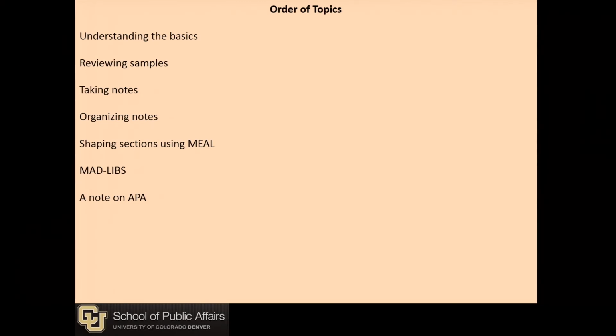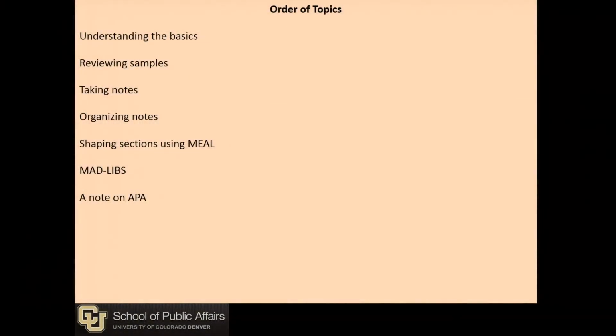Okay, no one laughed. Also, a little bit about organizing notes, shaping sections using MEAL. It's a heuristic that's used in teaching professional writing. It stands for Main Point, Evidence, Analysis, and Linking. And it's actually the heuristic around which all literature reviews are written. Whether people refer to it that way or not, that's actually what it is. Going over what I call Mad Libs. One of the ways in which I teach writing is that I say, here's the beginning of a sentence, insert blank here, something like this. And this will show you a lot about the structure. And then we're going to have a little bit of a note on APA.